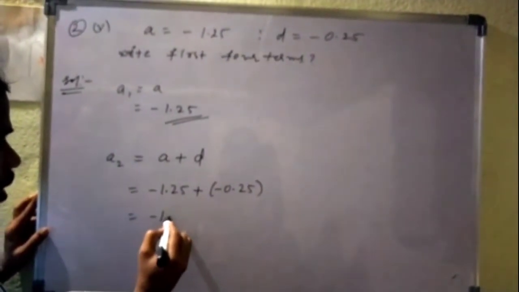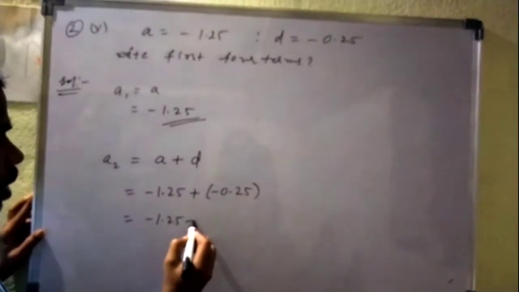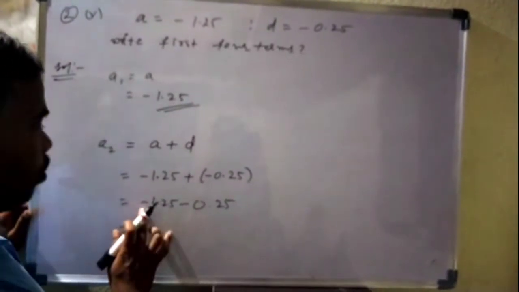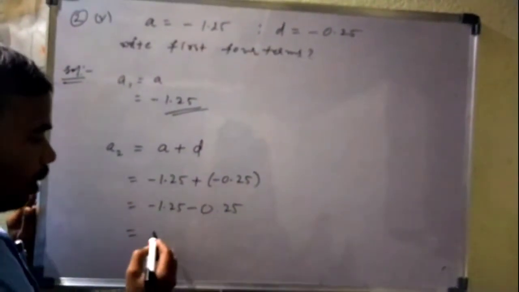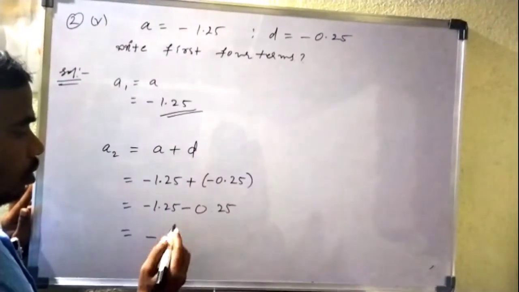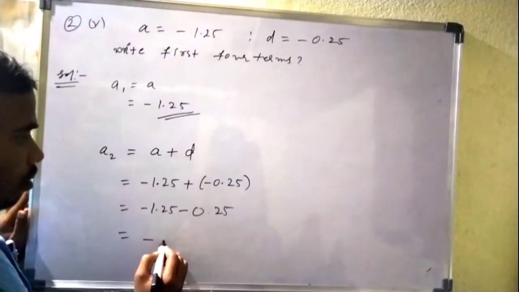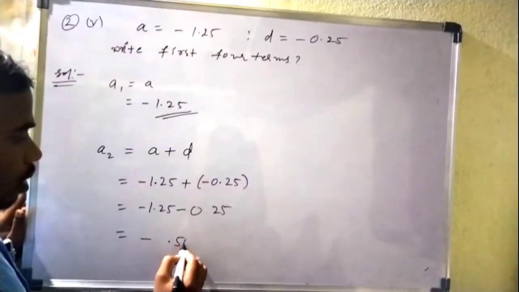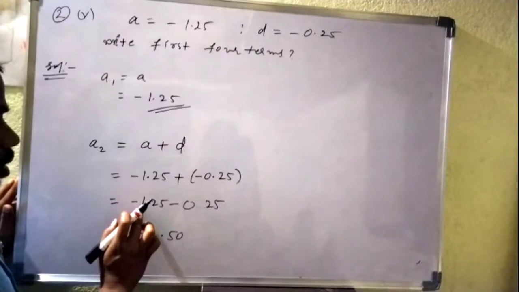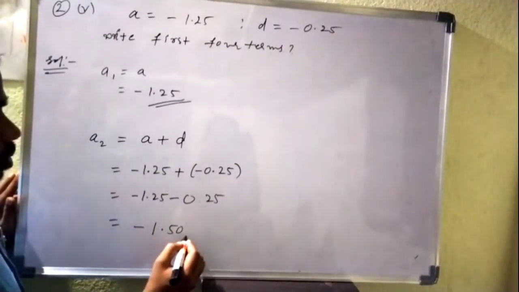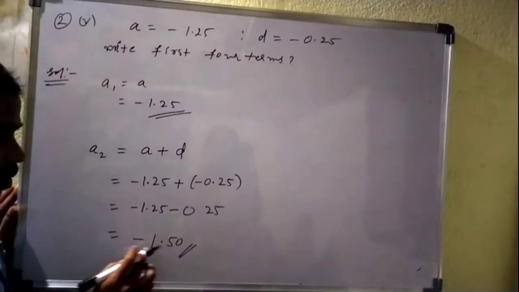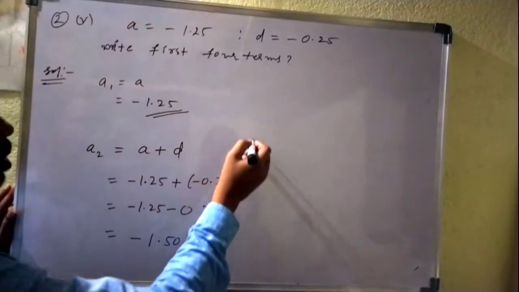First, minus 1.25, it is a plus into minus, so minus 0.25. Here both are minus, so you can add. So 1.25 plus 0.25 is equal to 1.50, and the point, the decimal, stays after the 1. Don't read it wrongly. Minus 1.50. This is the A2.